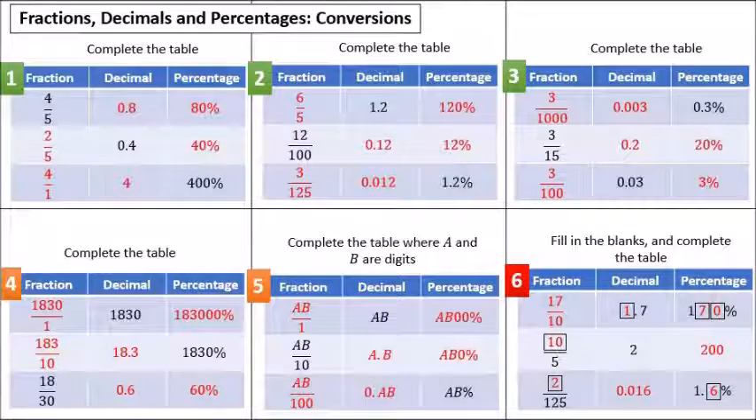Something over 125, well, if you went logically through this, 1 over 125 would be 0.8%, or 0.008. 2 over 125 would be 0.016, and 3 over 125 would be 0.024. So the only possible number that works there is 2 over 125 to have the 1 point something percent. So it has to be 0.016 and 1.6%.